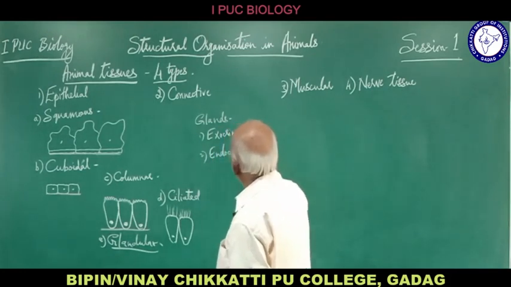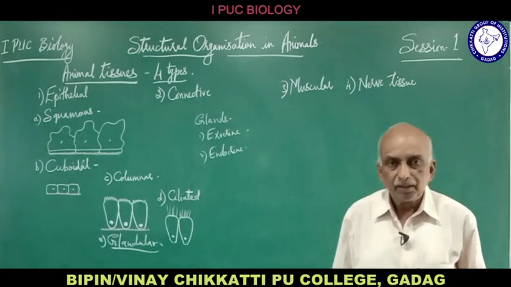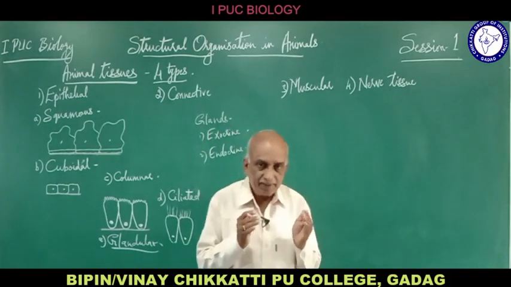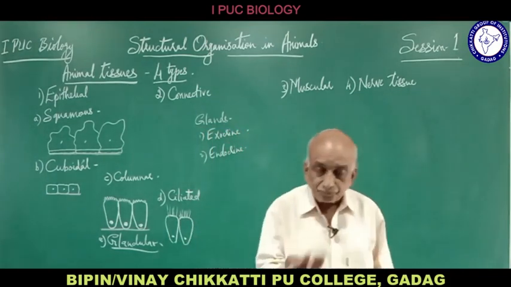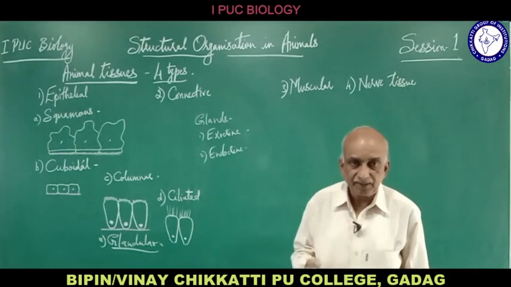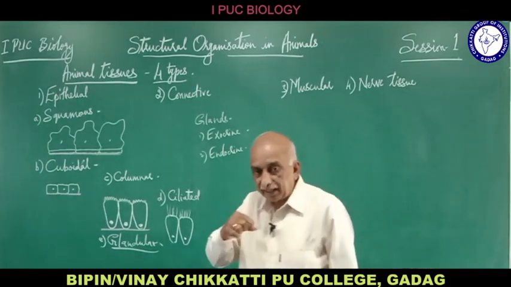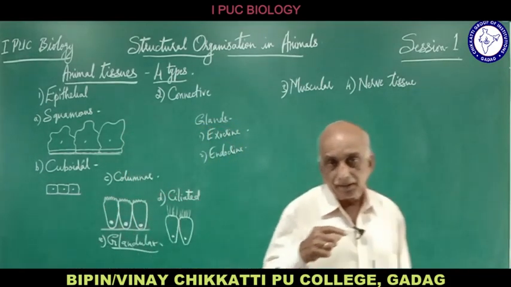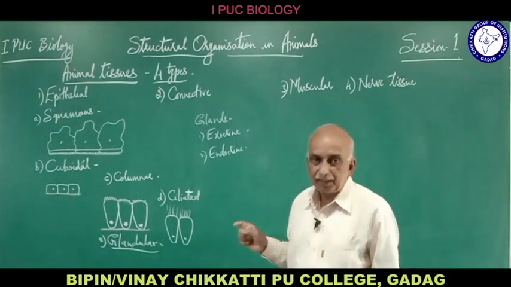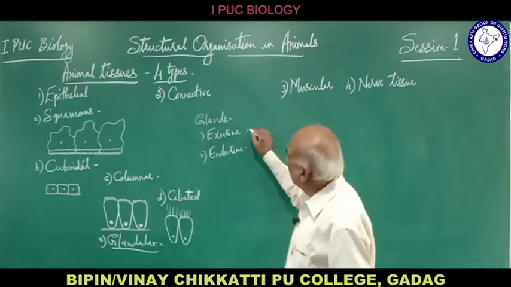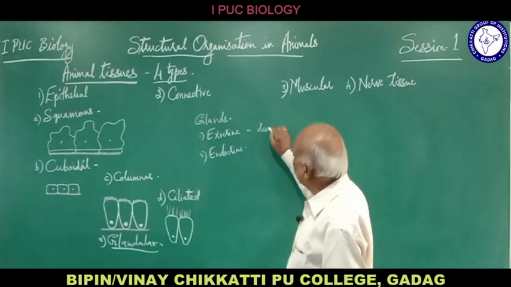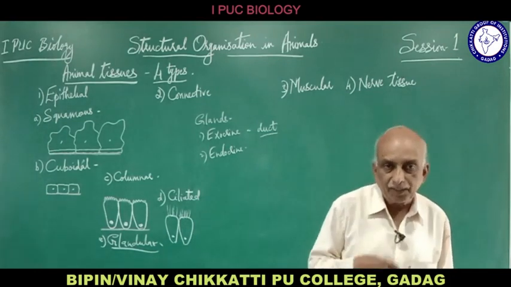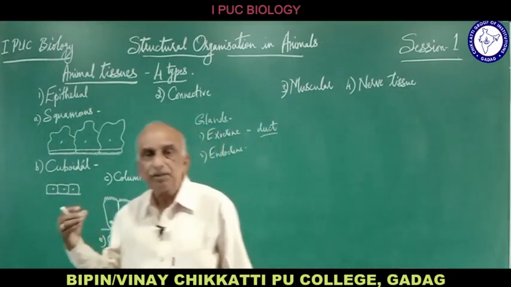So, exocrine and endocrine glands. Now a gland means it is made up of cells, either columnar or cuboidal. Now these glands, when they secrete their secretions, if that secretion is carried in a particular duct and it is carried to different parts of the body, it is carried through a duct, they are called exocrine glands. Whatever they secrete, that secretion is transported through the duct.